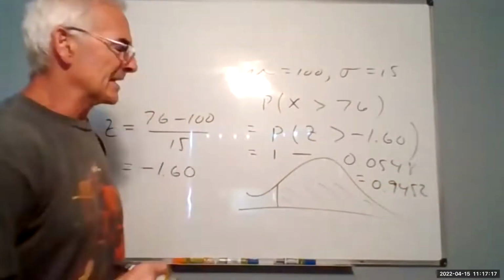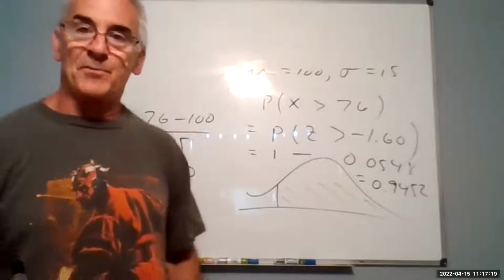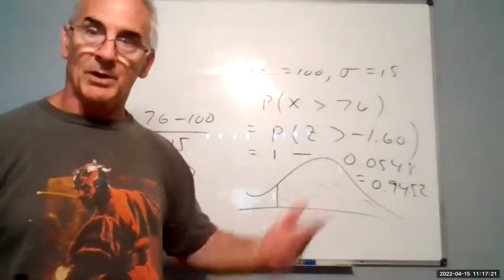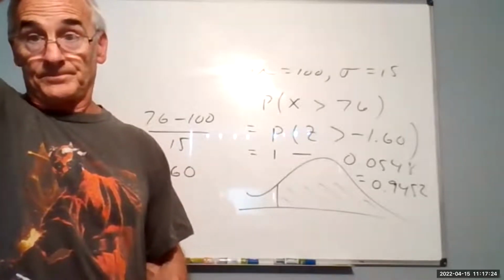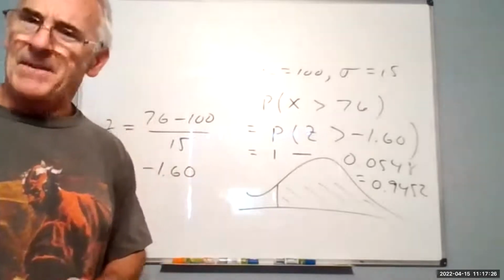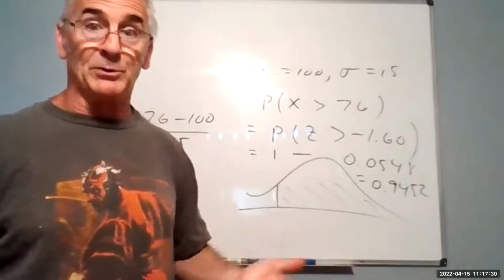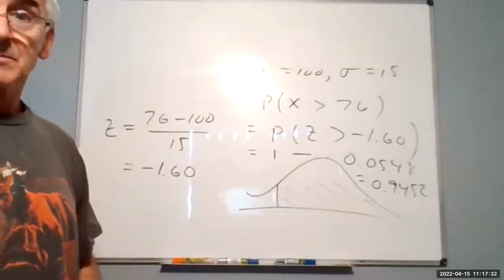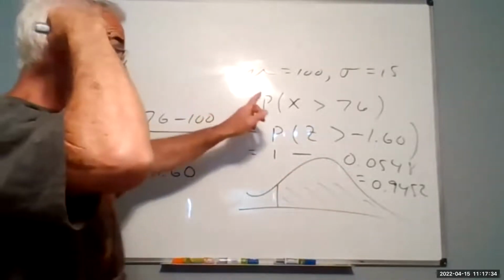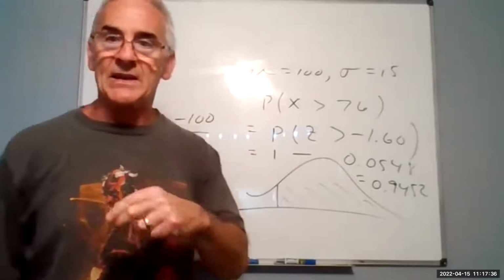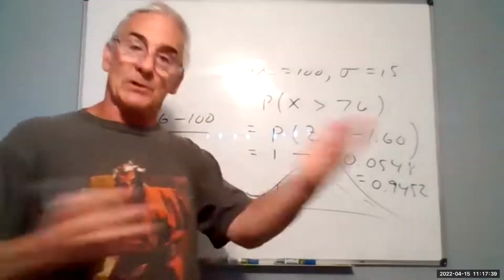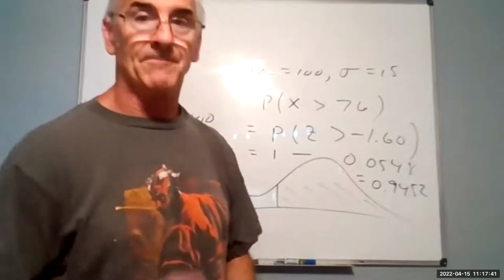0.9452. So in English, 94.5% of human beings have an IQ above 76. That's what that means. And that makes sense because 76 would be a very low IQ, so the vast majority of people should be above that number. So this is it. The difference between this and the first thing is we had to figure out the z-value and then we look it up in the table, but that's not complicated.